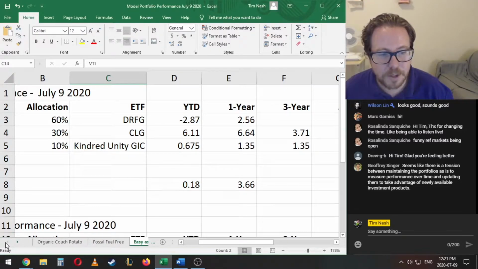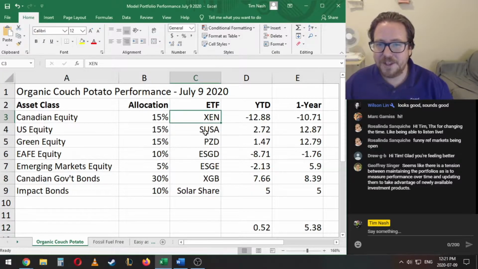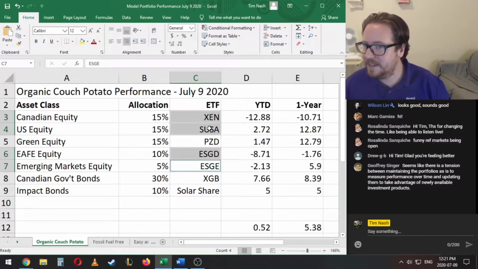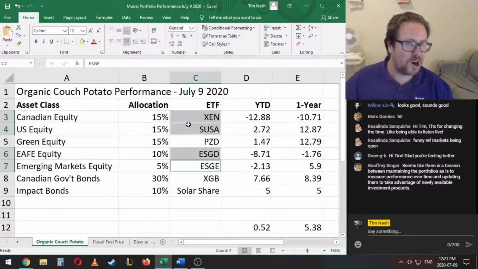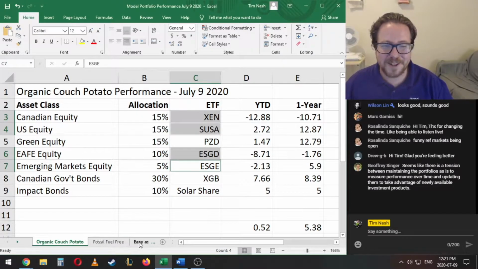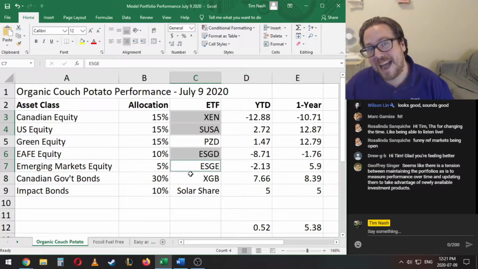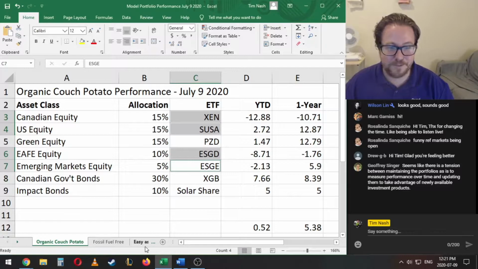For example, the organic couch potato, I'm going to talk about this in a minute because I did get a question through email about it. But I am tempted to update these ETFs because there are new ones available from iShares. So we'll talk about that in a little bit. But that said, it's kind of nice having the track record where I can go back and do the math to be able to see that performance.